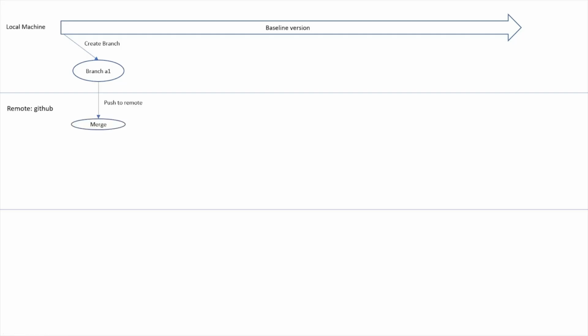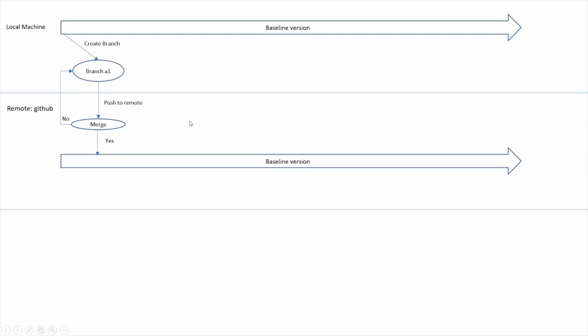On the remote, a merge decision happens after review. If there are any review comments, the merge is not approved by the reviewers. It is sent back to the developer. So the developer needs to incorporate the review comments, and this cycle continues until the reviewer approves the code to be merged. Once that happens, branch A1 is merged with the baseline version on the remote GitHub version.